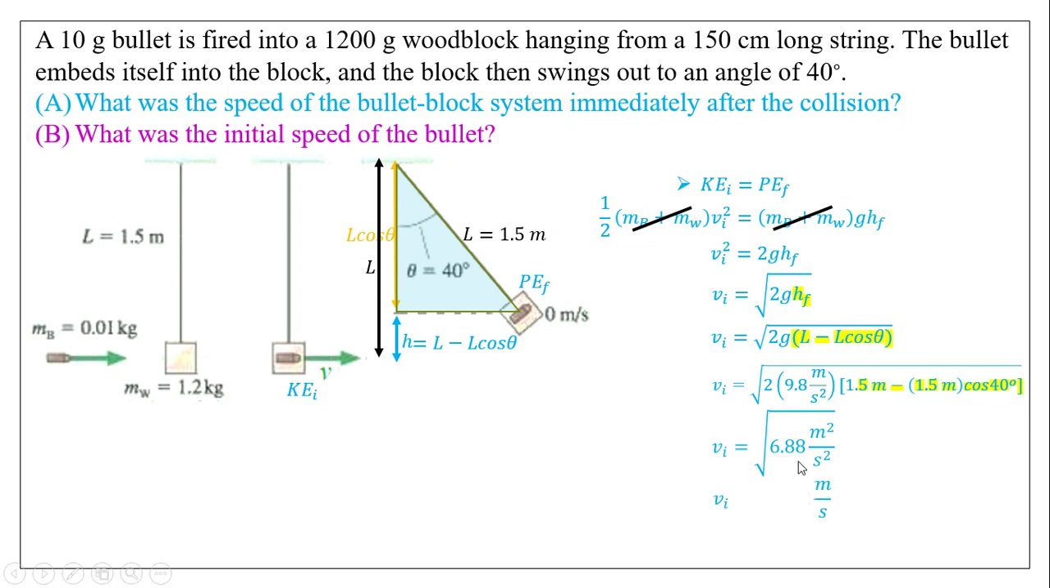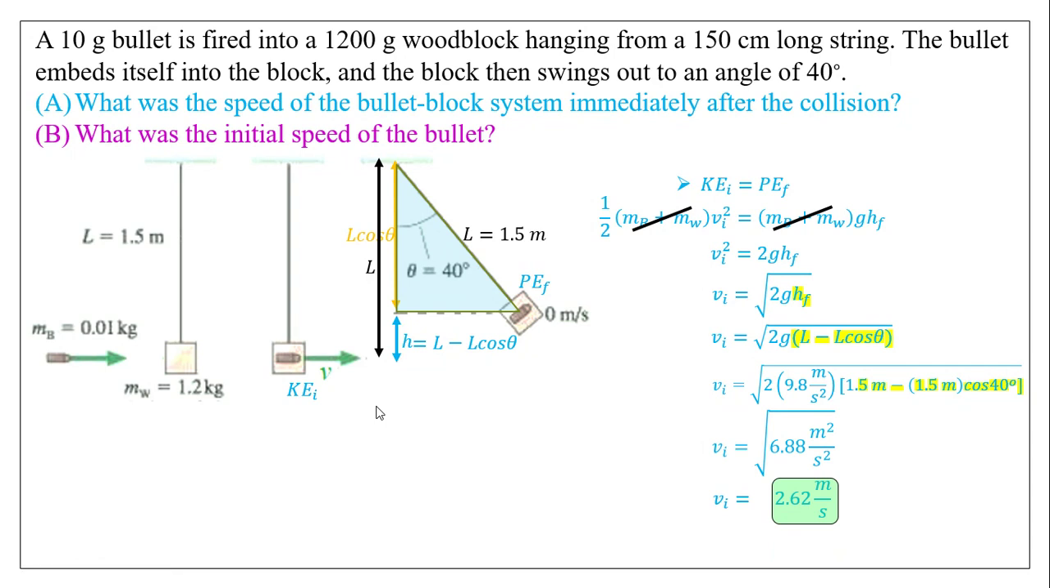Then we need to square root the 6.88, which will give us plus or minus 2.62. But part A asks for speed, so I don't really need the direction. I'm just going to delete the plus or minus. So my answer is 2.62 meters per second, and that is the speed of the block-bullet system right after it got struck. That's the answer to part A.